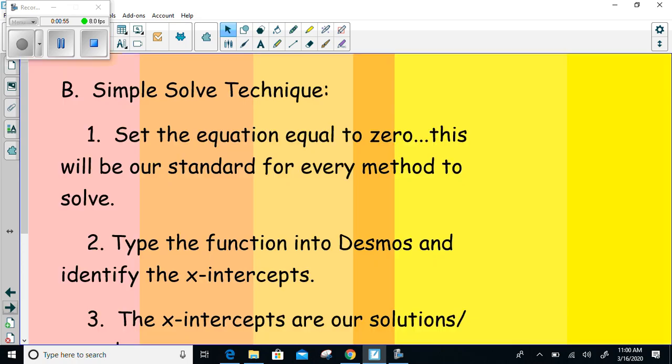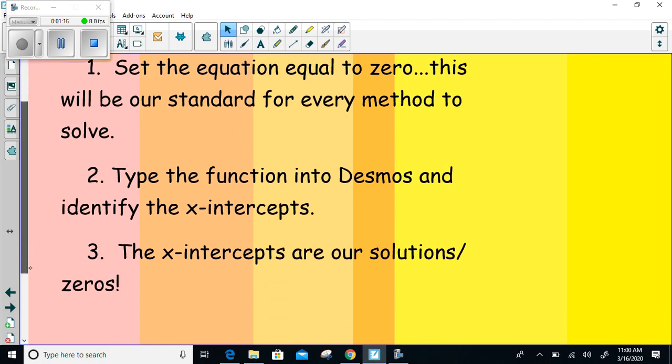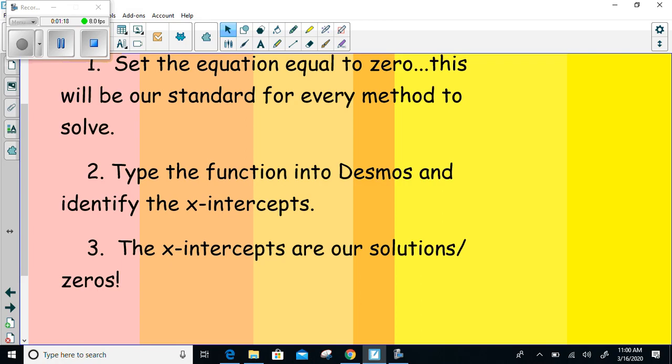So this is the method that we're going to do. Simple solve technique. First thing we're going to do is set the equation equal to 0. This will be our standard for every single one of the methods that we discuss to solve these things. Second thing we're going to do, we're just going to go to Desmos. We're going to type that function in, and then let Desmos identify the x-intercepts for us. The x-intercepts are the solutions, or the zeros. That's it. Truly, simply, that's it.